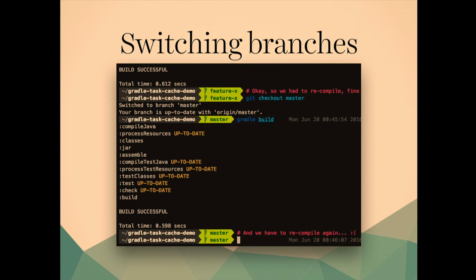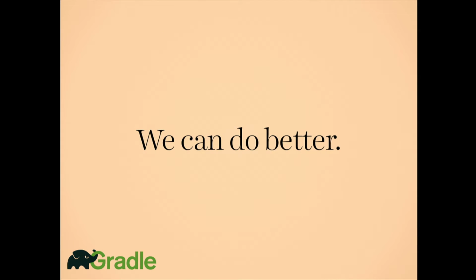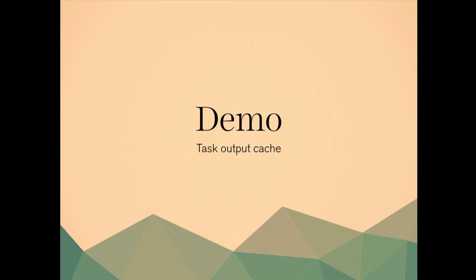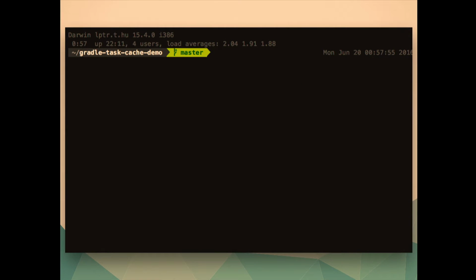So yeah, the question is, can we do something better here? And of course we can. We can, of course, remember all the states, all the results from any previous state that we've seen, and reproduce them from a cache when we encounter them again. So this is how the same story looks with the task output cache.